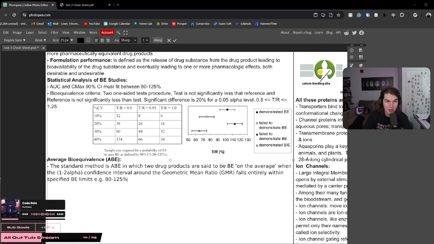The 90% CI must fit entirely within the specified bioequivalence limits. Yeah, that's an actually important note. So that basically means the 90% CI must fit entirely within specified BE limits, e.g. ergo, chat. I don't know why I know that is ergo.